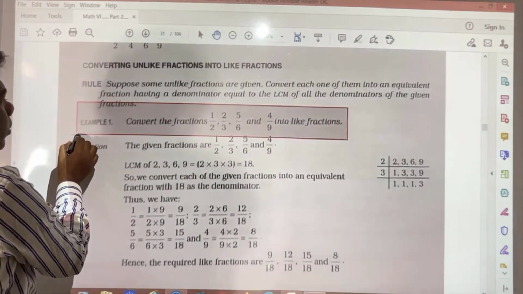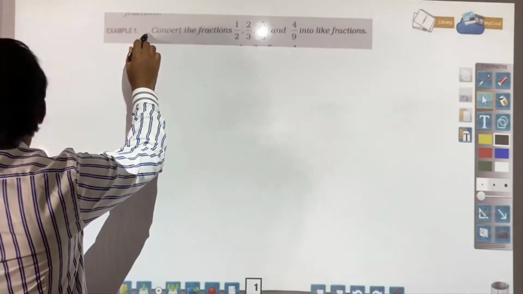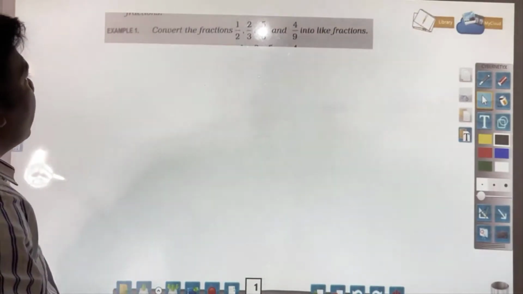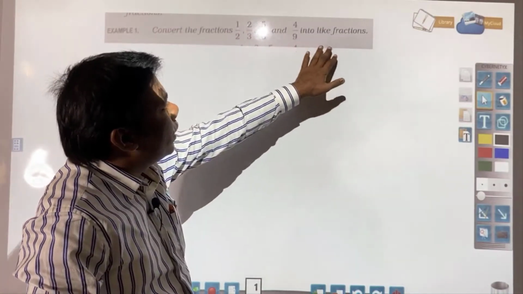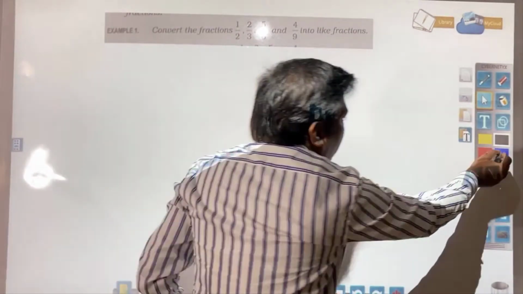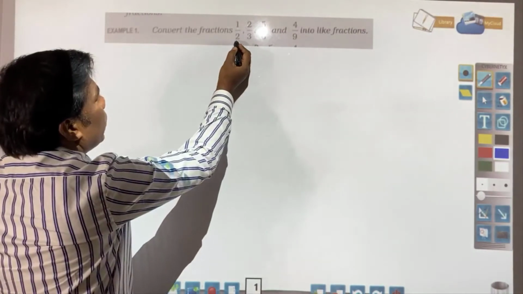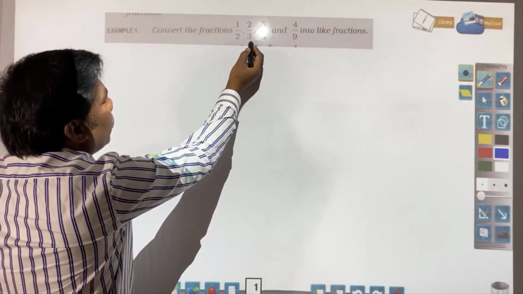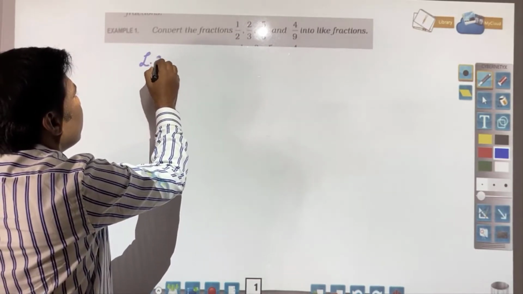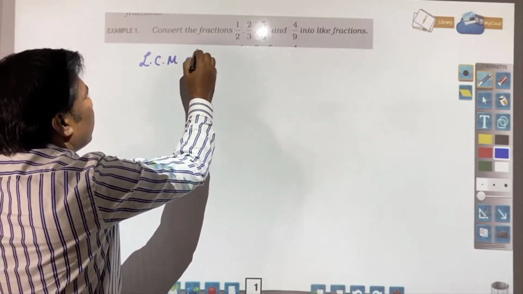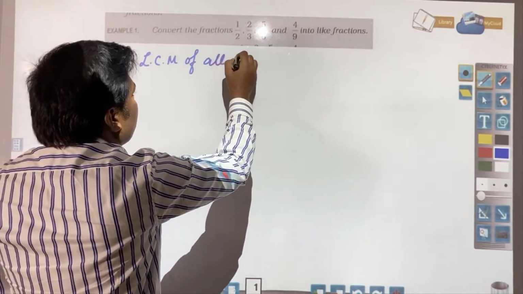Suppose this is your example. Convert the fractions 1 by 2, 2 by 3, 5 by 6 and 4 by 9 into like fractions. What is required to be done? Here you see the denominators: you have 2, 3, 6 and 9. So you need to first find out the LCM of all the denominators.